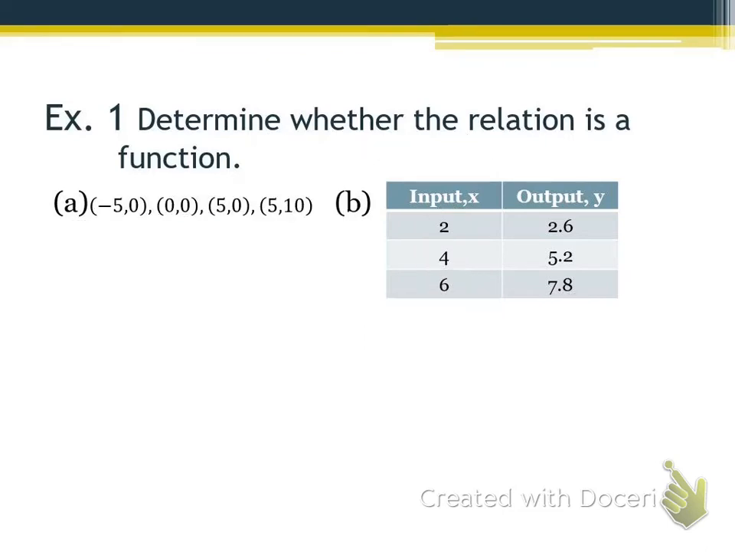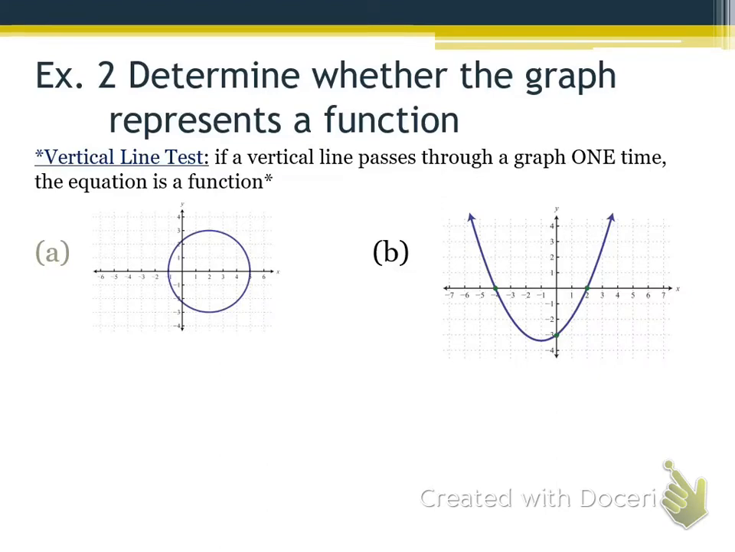All right, example number 2. Now this time they've given us a graph. All right, and we could sit here and find all of our ordered pairs on these graphs, and then we could compare all of our x values and all of our y values, but we don't have to do that.